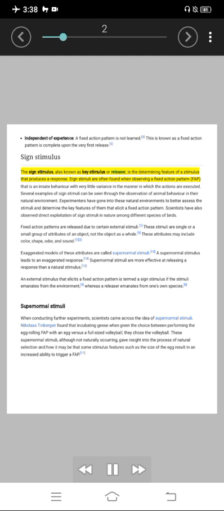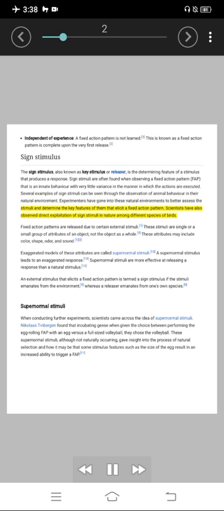that produces a response. Sign stimuli are often found when observing a fixed action pattern, FAP, that is an innate behavior with very little variance in the manner in which the actions are executed. Several examples of sign stimuli can be seen through the observation of animal behavior in their natural environment. Experimenters have gone into these natural environments to better assess the stimuli and determine the key features of them that elicit a fixed action pattern.